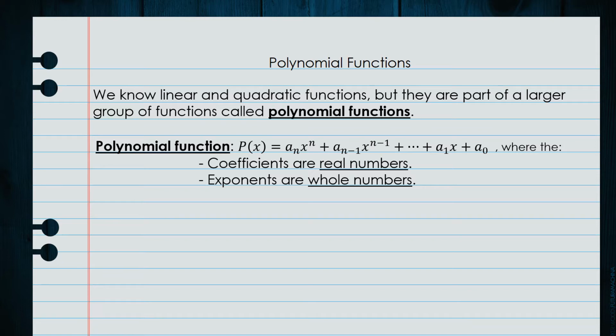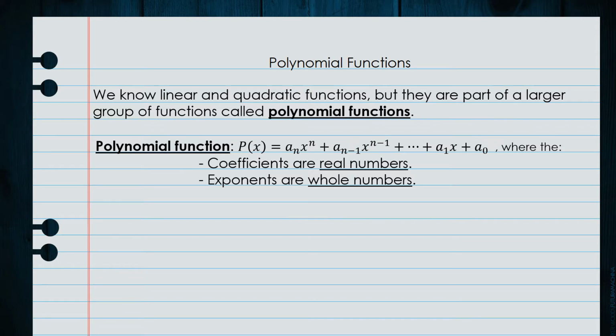Now in this case, the coefficients are the a values in front of the x, and because it says coefficients are real numbers, that includes positive, negative, fractions, decimals, radicals. Now for exponents, those are just whole numbers. Your whole numbers are 0, 1, 2, 3, 4, and so on. Whole numbers do not include fractions, nor do they include negative numbers.